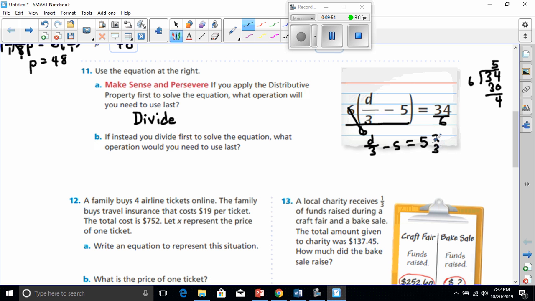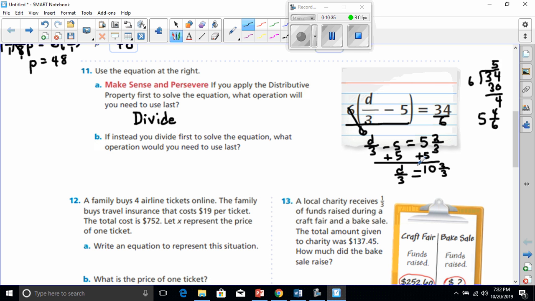And for those that didn't follow along with that 2 over 3, this is 5 and 4/6, but that fraction can be reduced because 4 and 6 are divisible by 2. 4 divided by 2 is 2, 6 divided by 2 is 3. Now, that's asking what operation would I do last? Well, once again over here, I'd have to add 5 to get rid of 5. Add 5 over here is going to turn this into 10 and 2/3. And then I would have d over 3 equals 10 and 2/3.